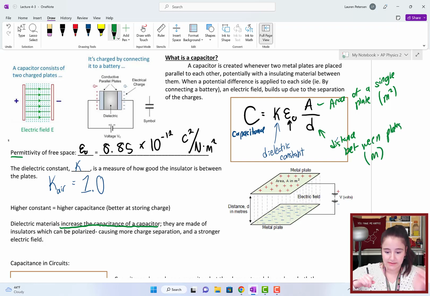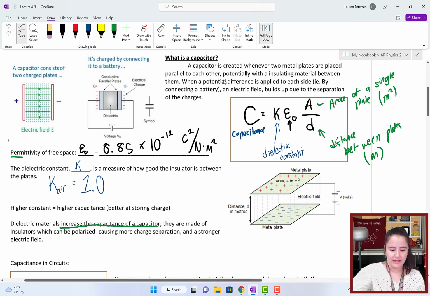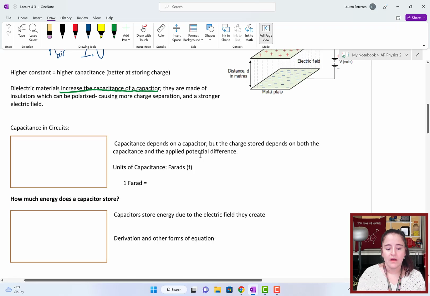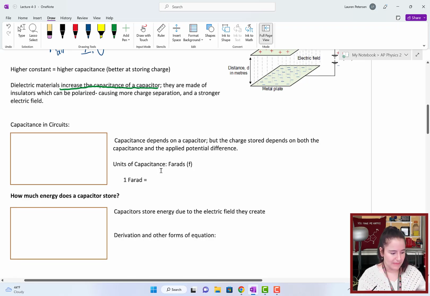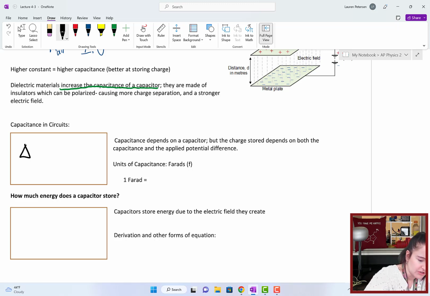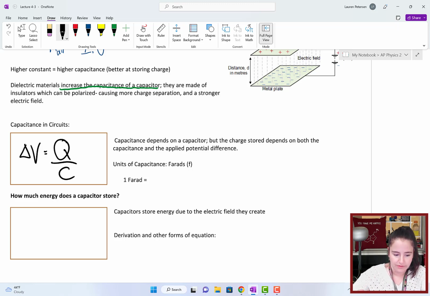Also in meters. Okay, so that's what a capacitor is. Now in circuits, the capacitance depends on the capacitor, but on your equation sheet, it's written as delta V equals Q over C. So if we rearrange that, we can see C equals Q over delta V. So basically, capacitance is how good a capacitor is at storing charge, how much charge it will store when a certain potential difference is applied.